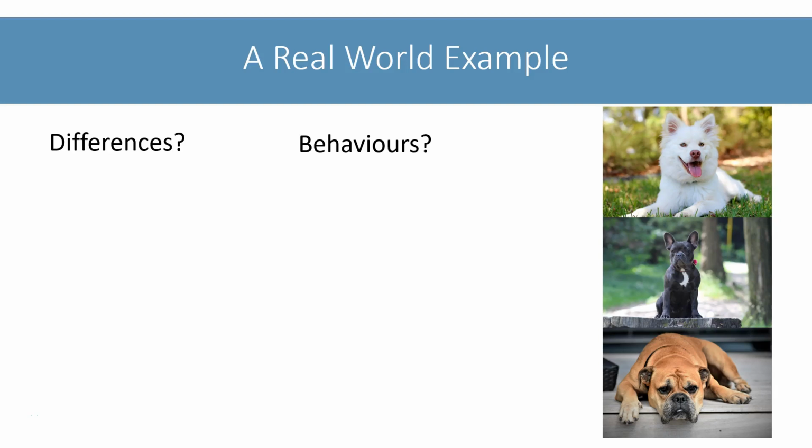Let's take a real-world example to understand classes and objects better. Let's say I want to develop a dog adoption website. In order to build this website, I need to model dogs, a real-world entity, into my software. Let's focus on how we can represent a dog using classes and objects for our dog adoption website.